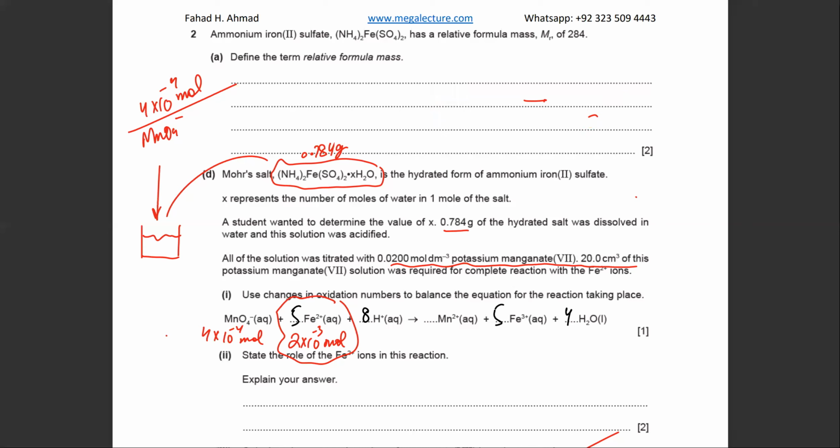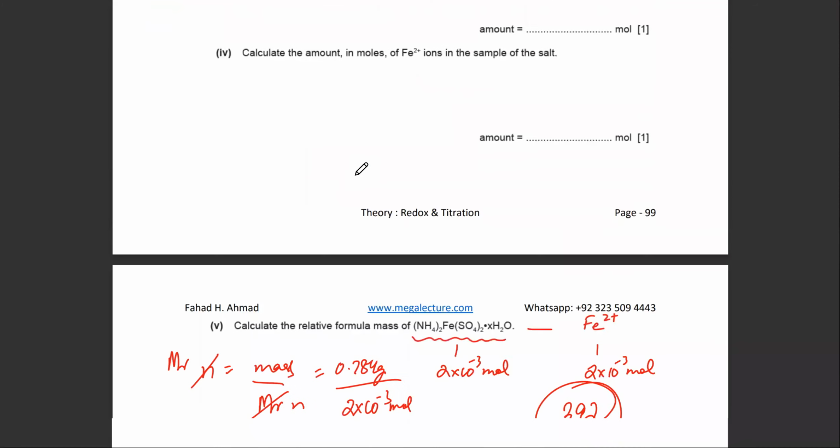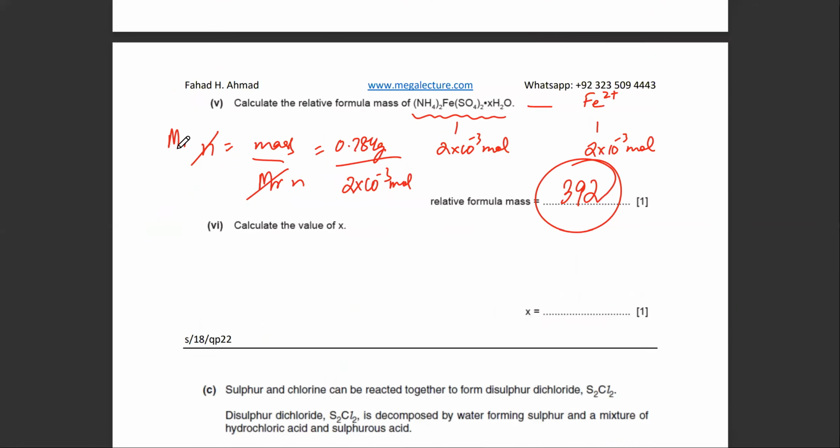So the point is that this one molecule contains one Fe. So if you have these many moles of Fe present in the solution, the moles of this salt would be exactly the same. In the last part, because the mass was given and the moles were also given, we were able to figure out the MR.